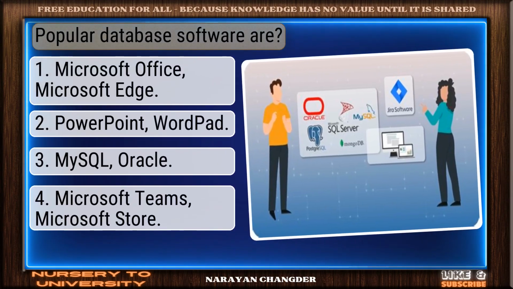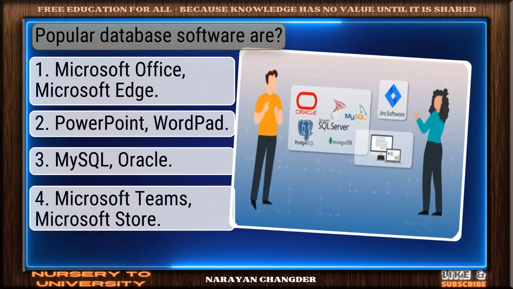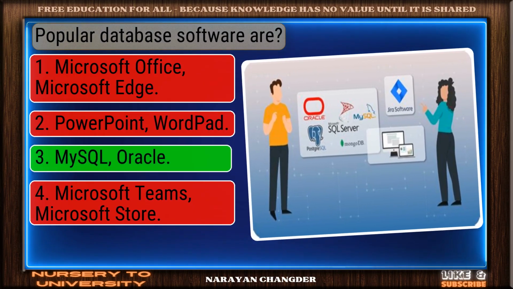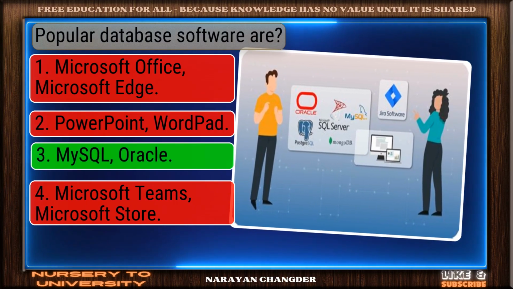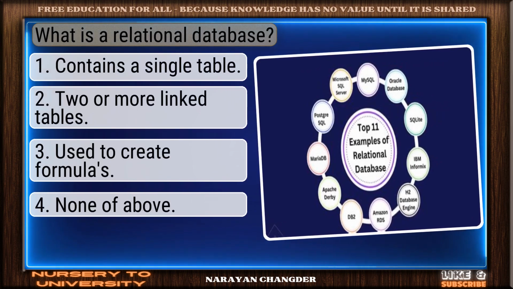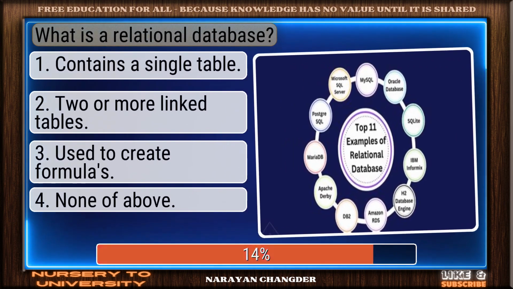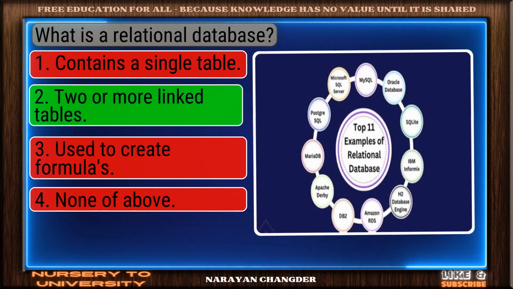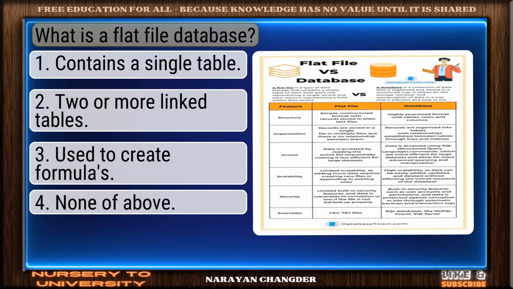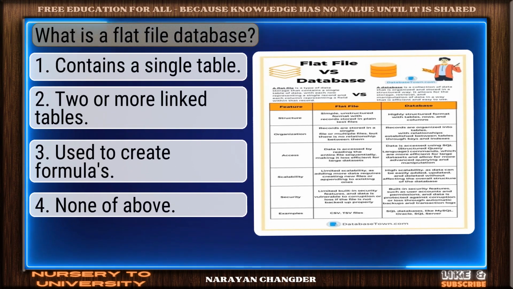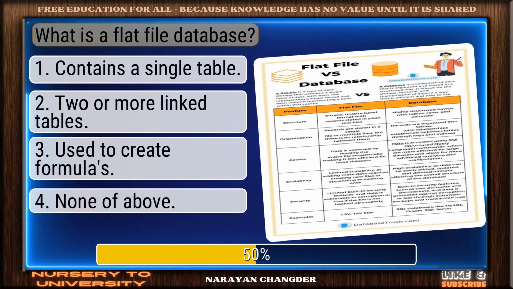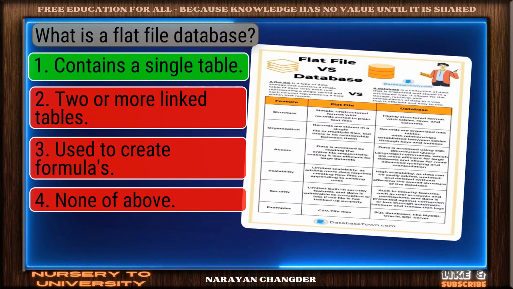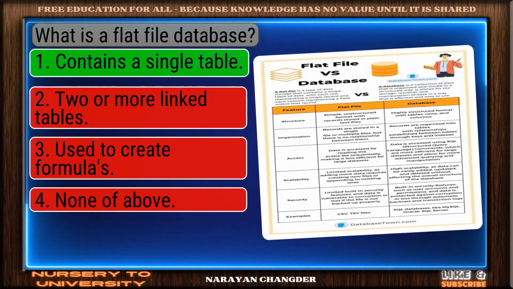Question number 72. Popular database software are. Nicely done. MySQL, Oracle is a solid answer. Question number 73. What is a relational database? Right choice. Two or more linked tables is the best answer. Question number 74. What is a flat file database? Correct response. Contains a single table is the most accurate answer.